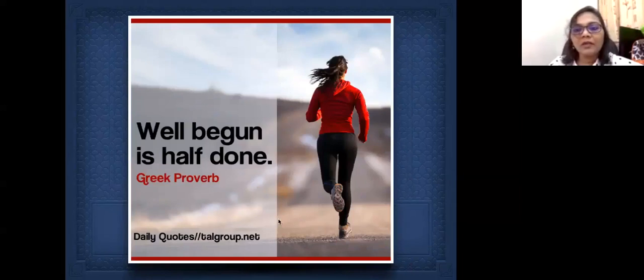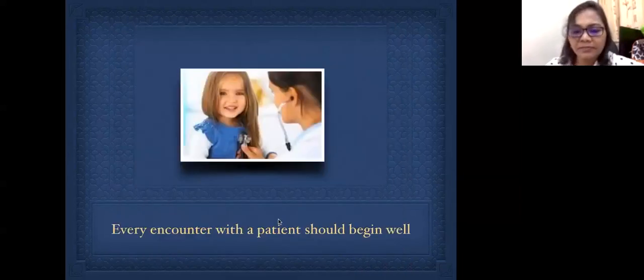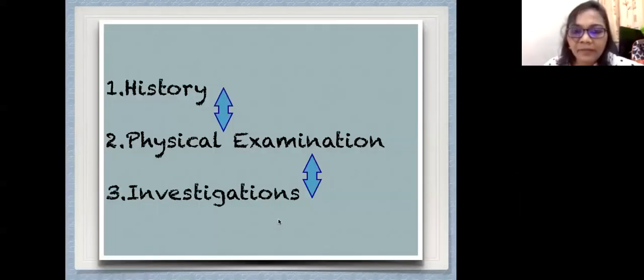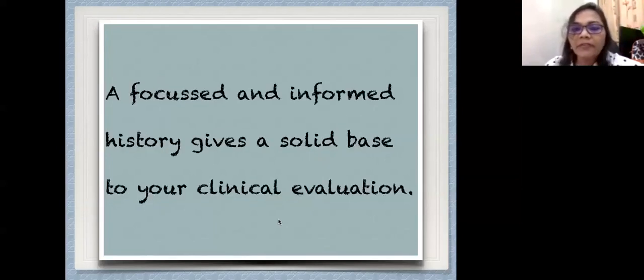So this applies to everything, including our sessions as well as every one of your encounters with your patients. And when you encounter patients, how do you begin? You begin with history, you go to physical examination, and then you do investigations. So if during any time of your clinical evaluation you find any point or any factor which is unexpected from your history, you go back to your history and cross-check. Same with physical examination. So everything is complementary, and that is how you arrive at a diagnosis and plan your management, right? So a focused and informed history is a solid base to your clinical evaluation.